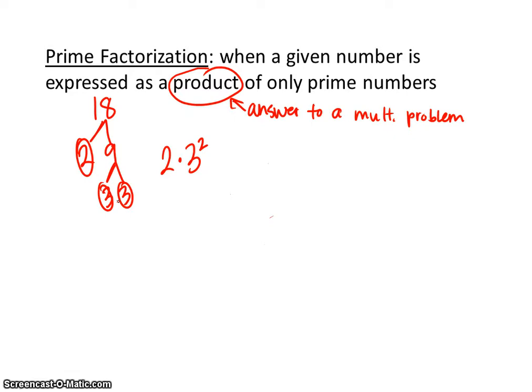Now some people might think, hey, what if I used 3 and 6? Let's look over here. 3 is already a prime number, so I'm going to do that as 2 and 3. And again, order does not matter because of what property? The commutative property. So we have 2 times 3 squared. So same thing either way, okay? Just don't use 1.